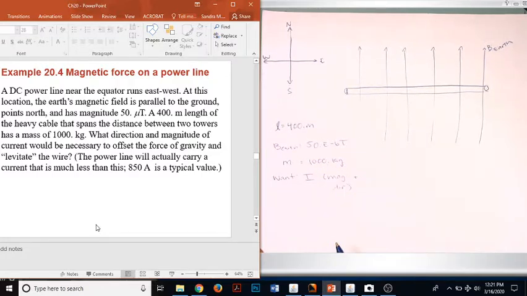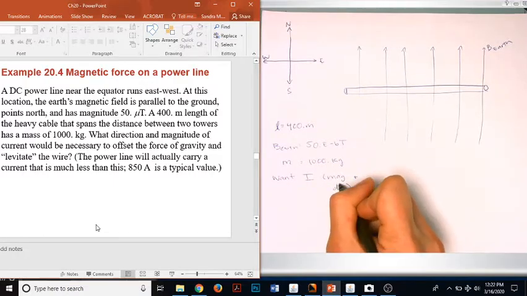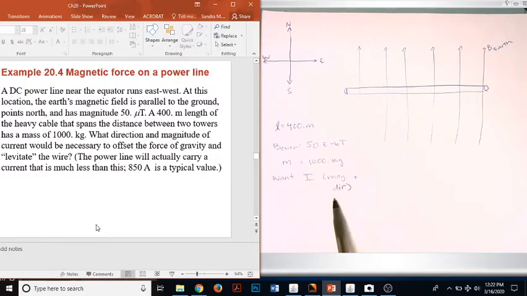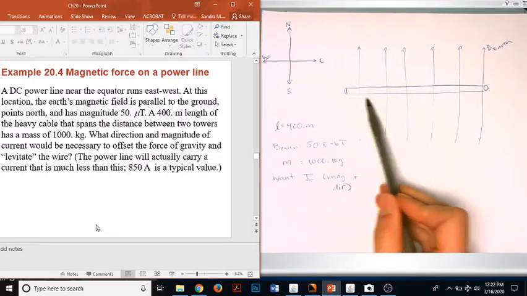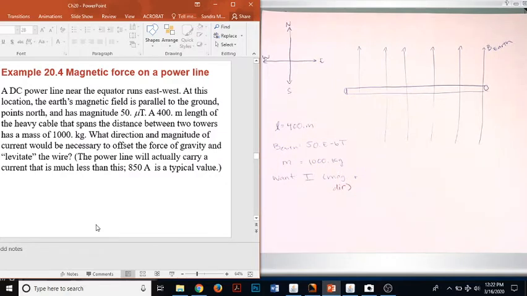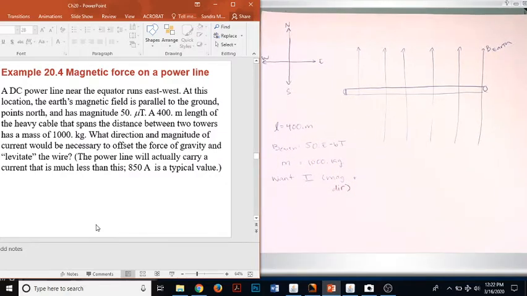This is a little funky of a thing to ask for because usually we don't think of current as being a vector, and it's not. We don't always think about current as having a magnitude and a direction. But what we mean by that is, is the current going to be going to the east, or is the current going to be going to the west?